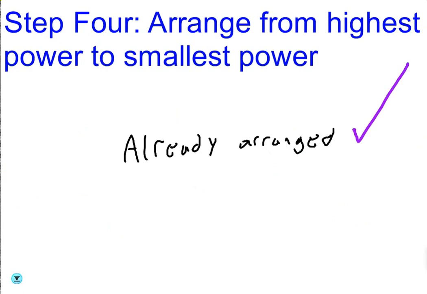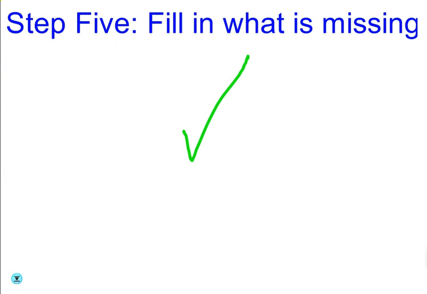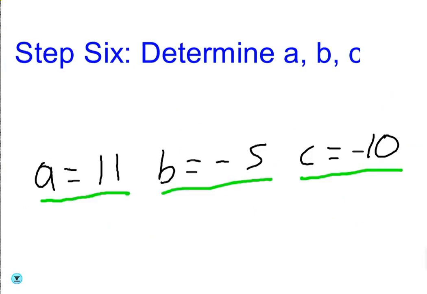Okay, so step 4, make sure it's arranged from highest power to smallest power. You could just write step 4 arrange, really. Again, we've already done this for the discriminant. Step 5, fill in anything missing. So for example, if it's just x squared, the coefficient is 1. Yeah, basically fill in missing coefficients. That way you know what A, B, and C are. And once you do that, then you figure out A, B, and C.